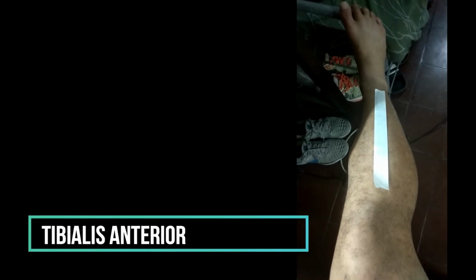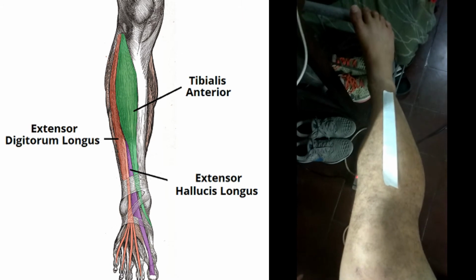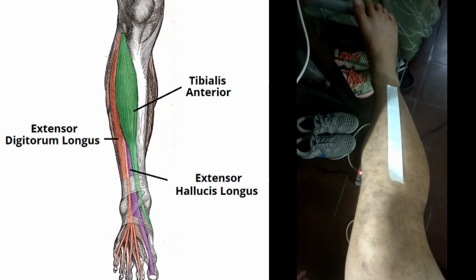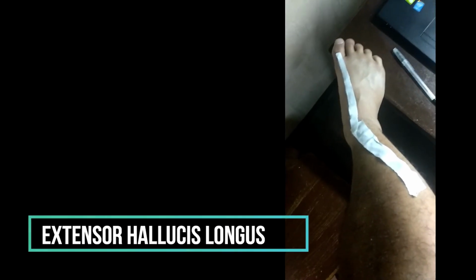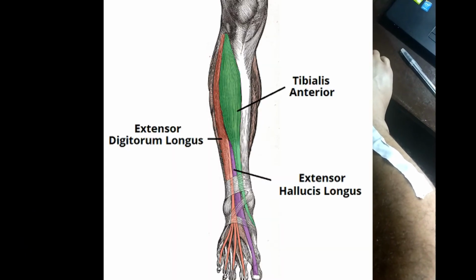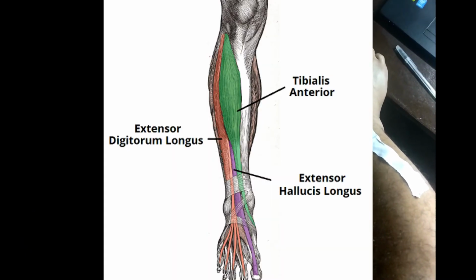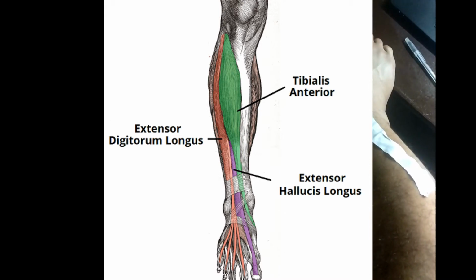Tibialis anterior. Origin: upper half and lateral condyle of tibia. Insertion: medial cuneiform and first metatarsal bones of the foot. Extensor hallucis longus. Origin: arises from the middle portion of the fibula on the anterior surface of the interosseous membrane. Insertion: inserts on the dorsal side of the base of the distal phalanx of the big toe.